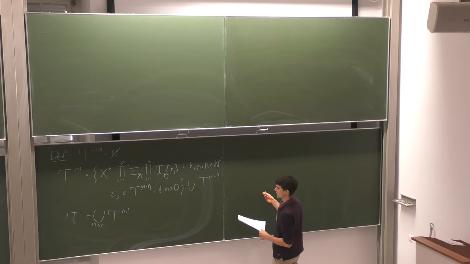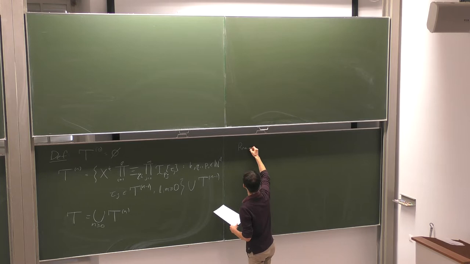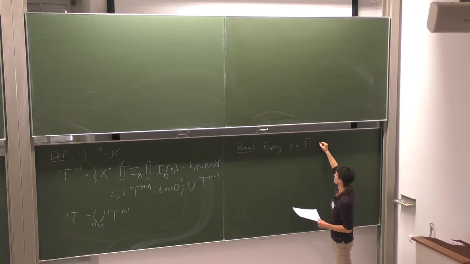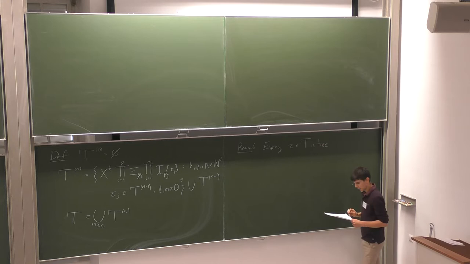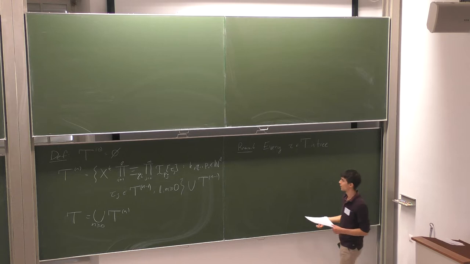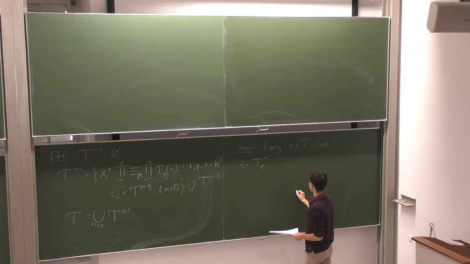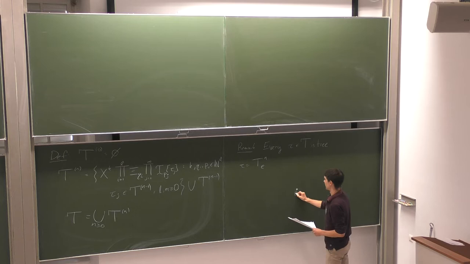So a remark is that every tau in the set of symbols has an expression as a tree. Specifically, it's a rooted combinatorial decorated tree. We write it as tau equal to T_{n,e}, where the definition goes inductively. So we start at the root, which we call rho. To rho, we attach a decoration. So this is x to the k.